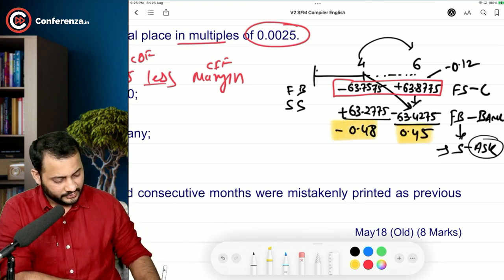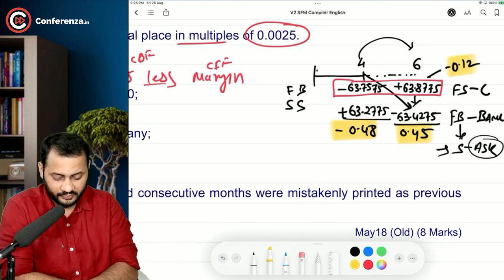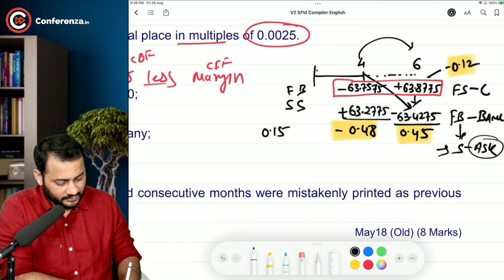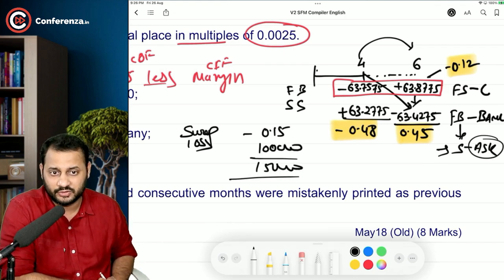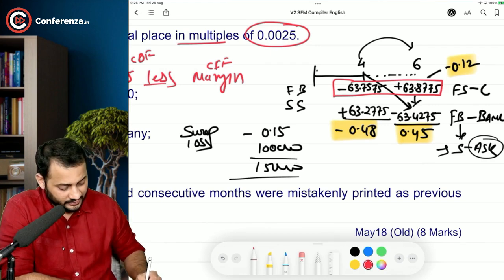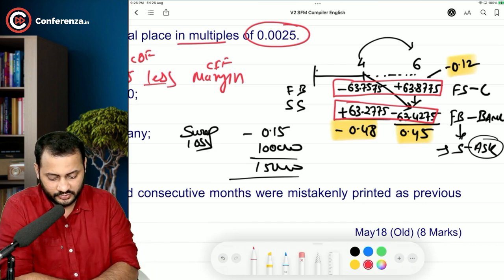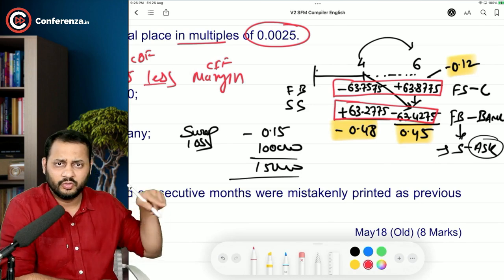This, and this. Do the total of it now. 0.48 plus 0.12 minus 0.45. So 15 paisa is the net answer. And net is the swap loss. On 1 lakh, that means 15,000 rupees will be recovered as a swap loss. And you can calculate that as the difference between these two itself. 63.4275, 63.2775. 15 paisa.